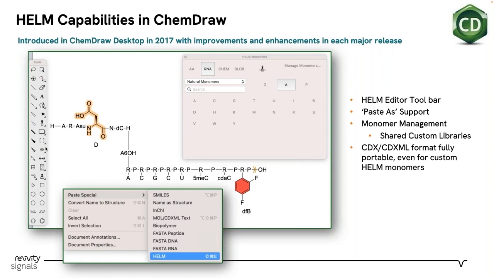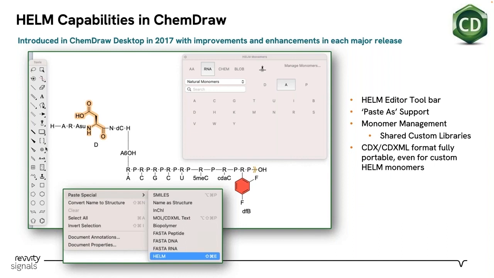So what are our current capabilities? So first of all, you can build and draw sequences using a HELM editor tool in ChemDraw Desktop. So you can draw things like peptides, oligonucleotides, and any conjugates you may want with chemical linkers.